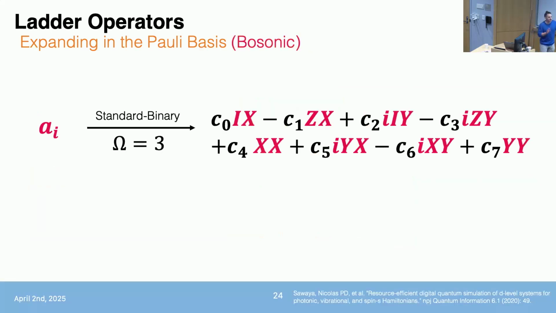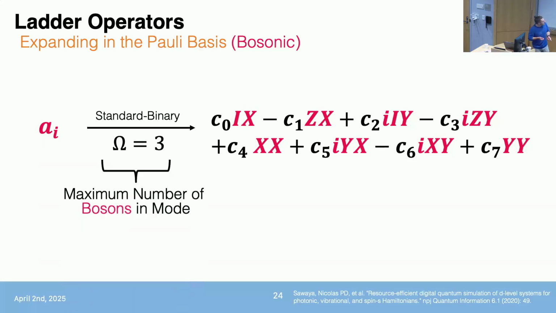For bosons, we have a similar transform. That's the only one I'll mention here. We're going to encode the occupation states in binary. So we use this transform called the standard binary transform to map each bosonic operator into a new combination of Pauli operators. And the number of Paulis that we get out is based on this bosonic cutoff, omega.